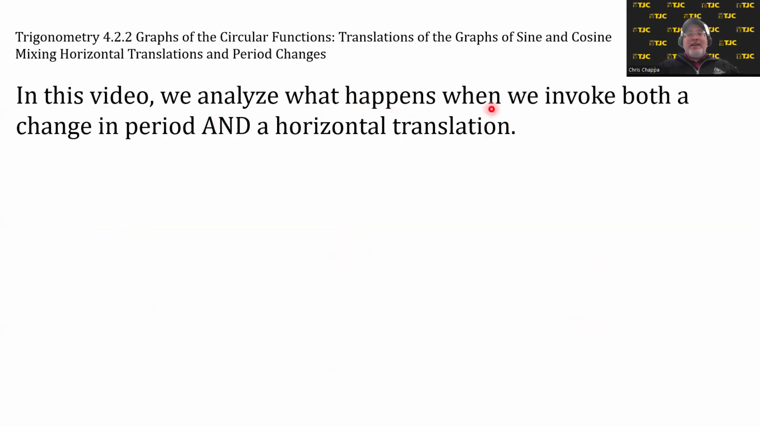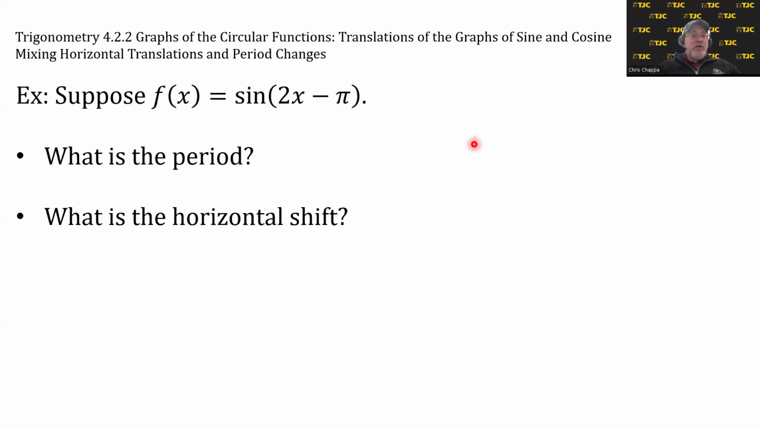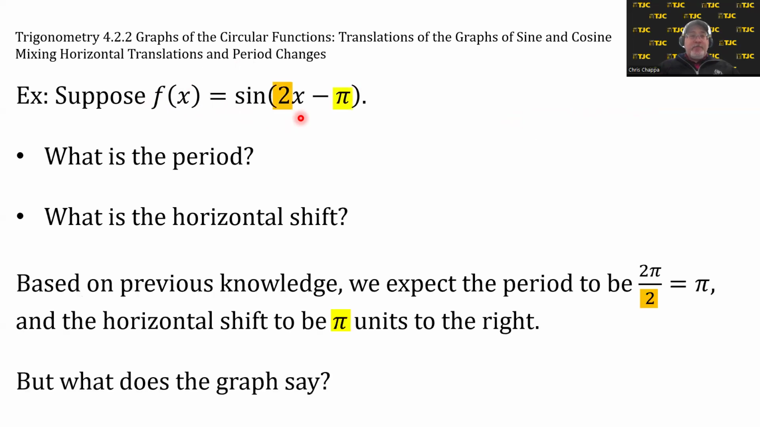In this video, we analyze what happens when we invoke both a change in period and a horizontal translation. For example, suppose f of x equals sine of 2x minus pi. What is the period? What is the horizontal shift? Well, we've discussed both of these already. Based on previous knowledge, we expect the period to be 2 pi over 2, the coefficient of the x, which is equal to pi, and the horizontal shift to be pi units to the right, since we're subtracting pi.